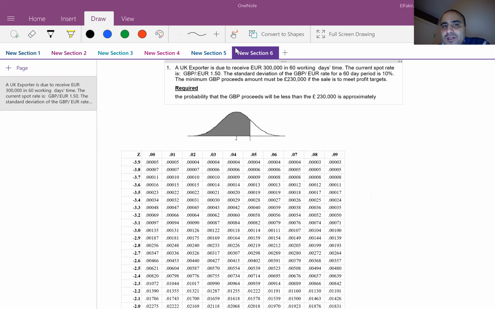The current spot rate is £1 equivalent to 1.5 euros. The standard deviation of the pound to the euro in 60 days is 10%, and the minimum requirement to be received is 230,000 if the sale is to meet the profit. Right. Now, the first thing we should consider is to draw our normal distribution graph, okay?